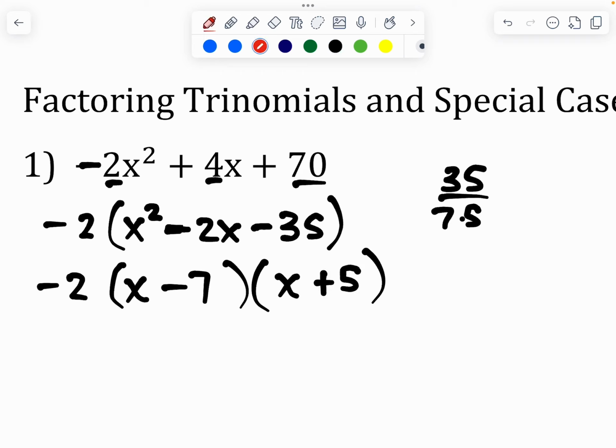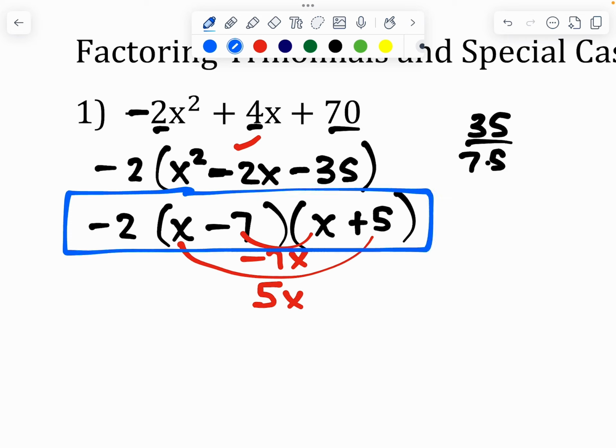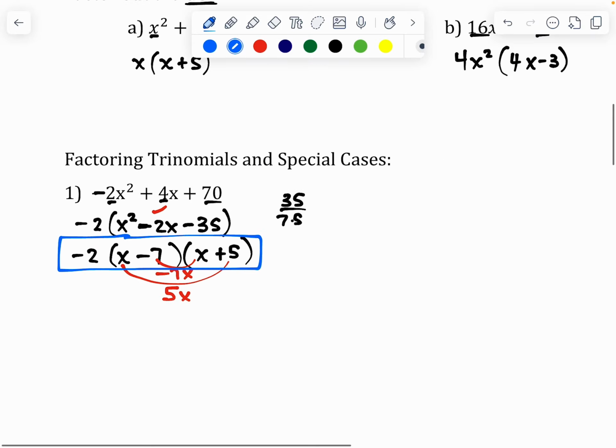If I check my work, I can always see if I'm on the right track. So 5x, negative 7x. Negative 7x plus 5x is negative 2, and that is my correct answer. Remember, I have to write all of it in order for it to be correct. So I must write the negative 2 with the rest of my factors.